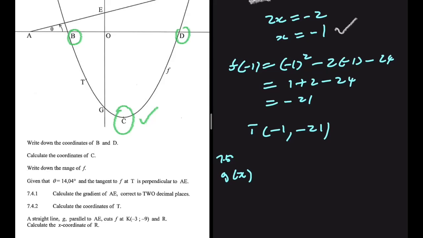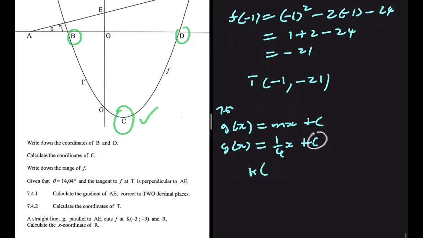So our first step, let's find the equation of G of x. We're given the gradient of G of x, so to say, it is said to be parallel to AE. The gradient of AE is 1 divided by 4, so the gradient of G of x should be 1 divided by 4. Now we just need to find C, but we're given K, a coordinate on G, so C should be quite easy to find.